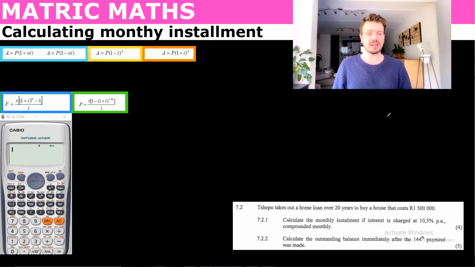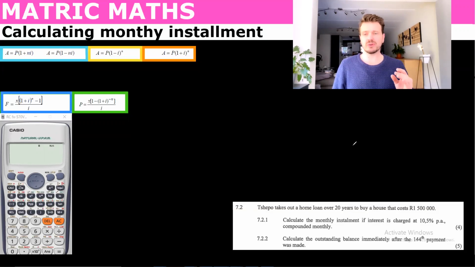It says, Cheryl takes out a home loan over 20 years to buy a house that costs 1.5 million. The first question says, calculate the monthly installment if interest is charged at 10.5% per annum. So we'll calculate the installments.